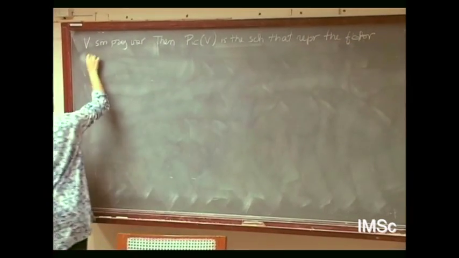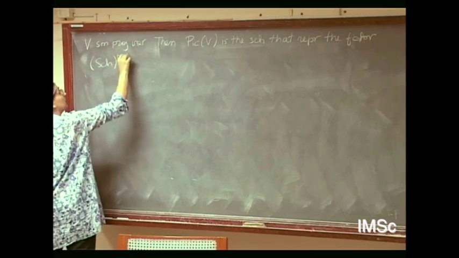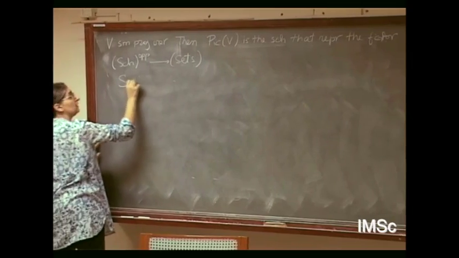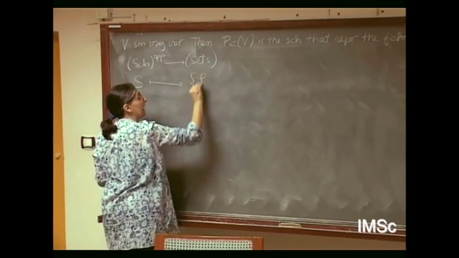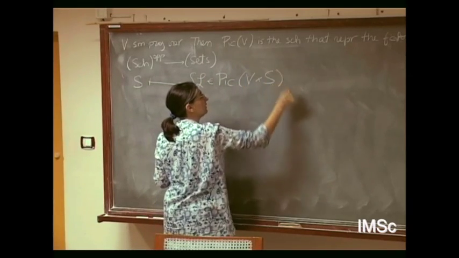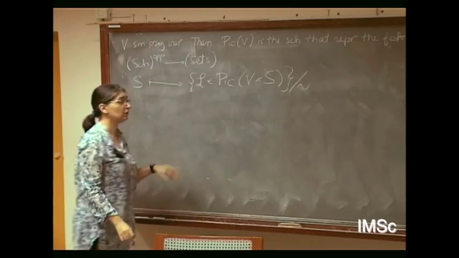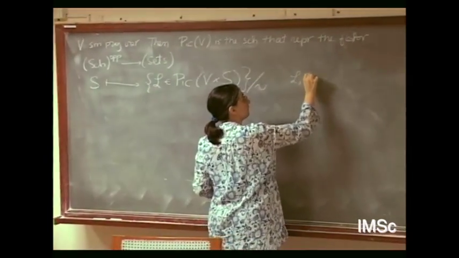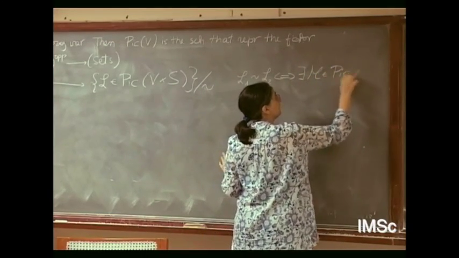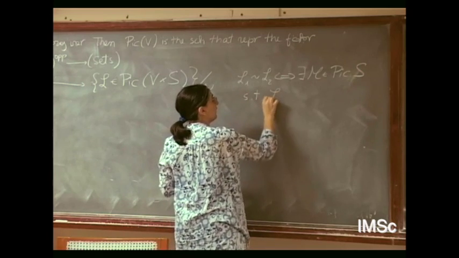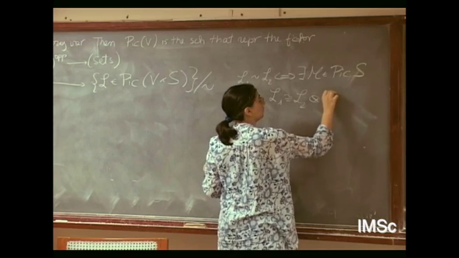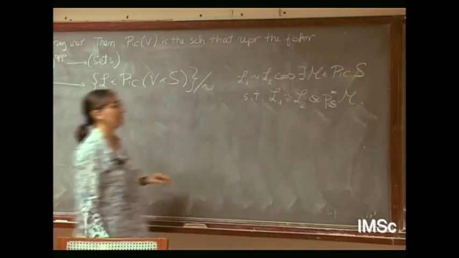from schemes to sets which sends S to L in Pic(V times S) modulo an equivalence relation, where L1 is equivalent to L2 if and only if there exists an M in Pic(S) such that L1 is isomorphic to L2 tensor the pullback of M via the projection to S.